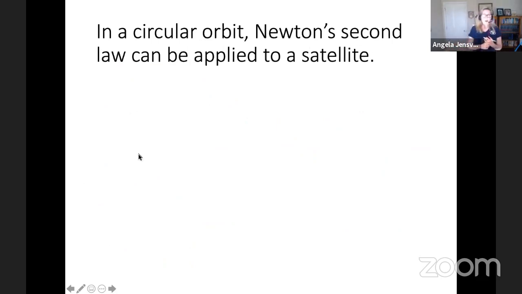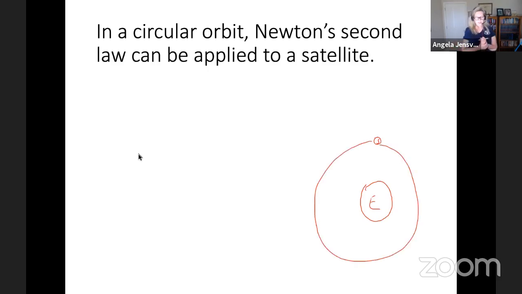Okay, now our second goal was to derive Kepler's third law. So let's draw the same diagram we had a moment ago. So the satellite is orbiting the Earth. What are we going to do? Force diagram. Force of the Earth on the satellite.